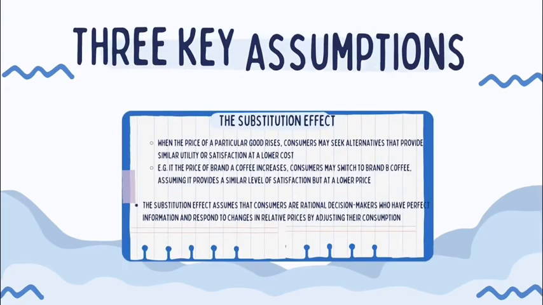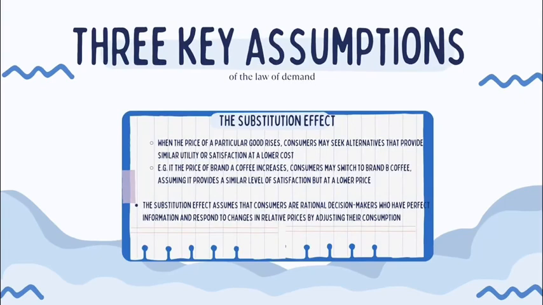The second key assumption of the three is the substitution effect. The substitution effect says when the price of a good rises, consumers switch to cheaper alternatives. So when the price falls, consumers switch toward the cheaper good. So this change in buying behavior, switching between similar goods, is the substitution effect.